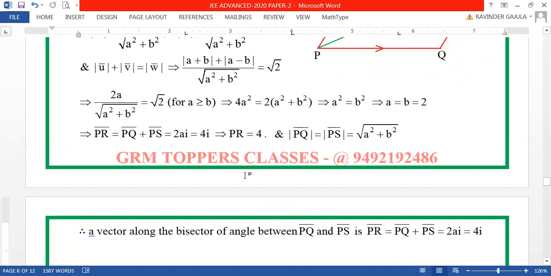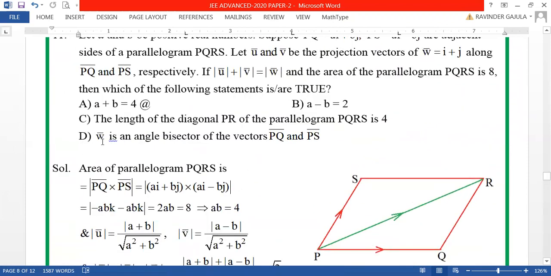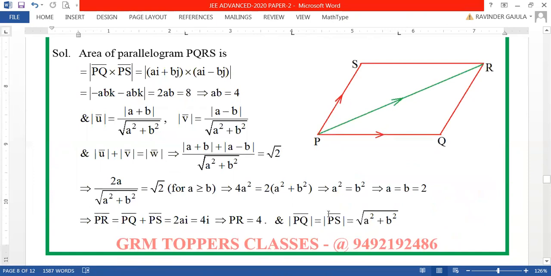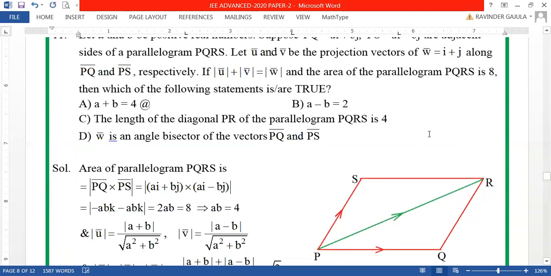This is one vector. That is also one of the options here. W bar is not the angle bisector of PQ bar and PS bar, but the diagonal is the angular bisector. And the length of the diagonal PR is equal to 4 units. So PR equals 4. This is also one correct option here.